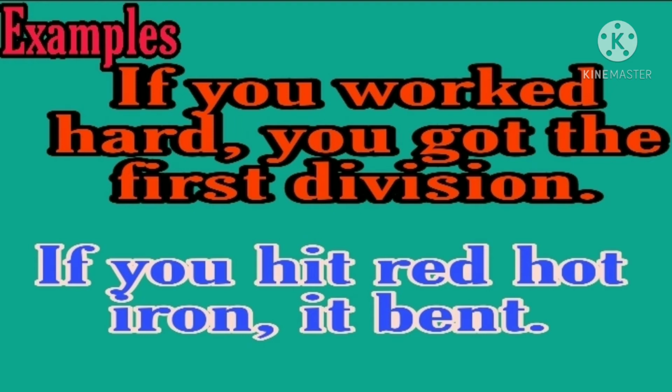Students, now the second example is: if you hit a red hot iron, it bent. Here you use a comma at the end of the first clause. In this second sentence, "if you hit a red hot iron" is the subordinate clause. Here the conjunction is if, you is the subject, hit is verb 2. But in the main clause, it is the subject and bent is the verb. Here bent is verb form 2, which comes from verb 1 bend.